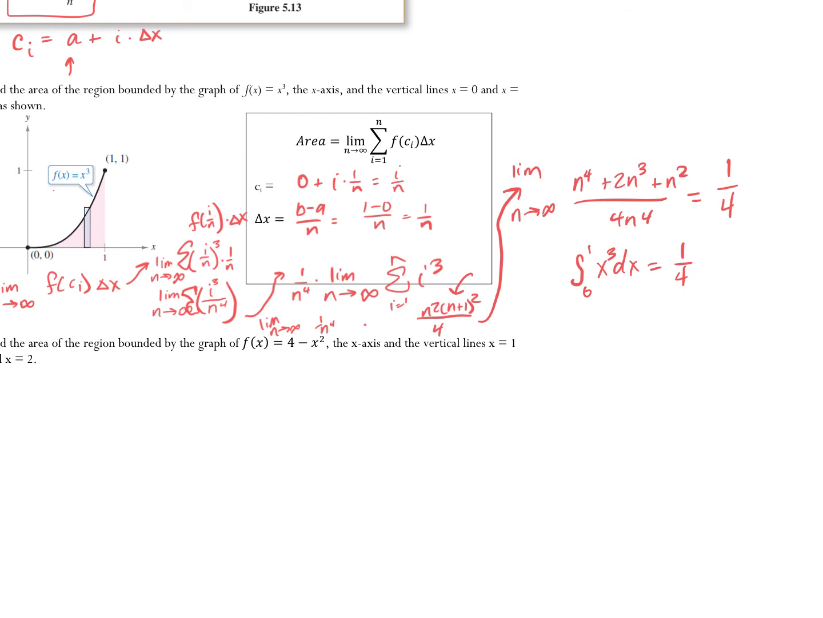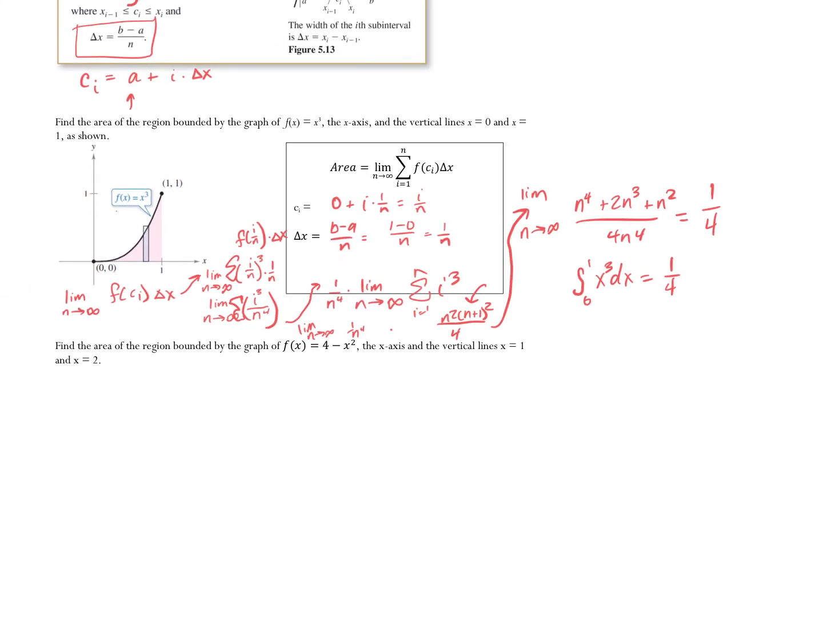How does that simplify to 1/4? So essentially, this is a definite integral. We're going to talk about these in more detail tomorrow. If I integrate the curve x to the third over the interval 0 to 1, that's an equivalent statement to finding the area between 0 and 1 on the graph.